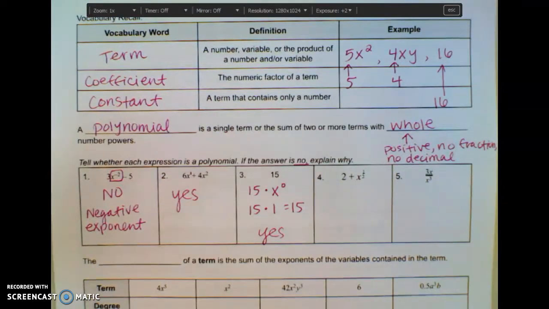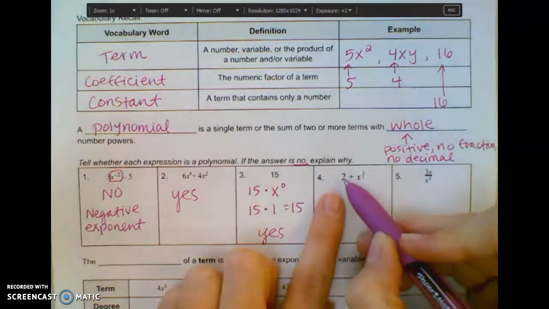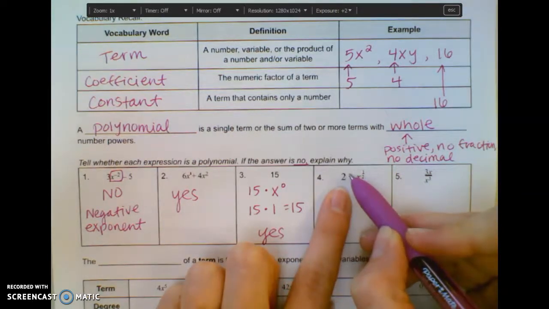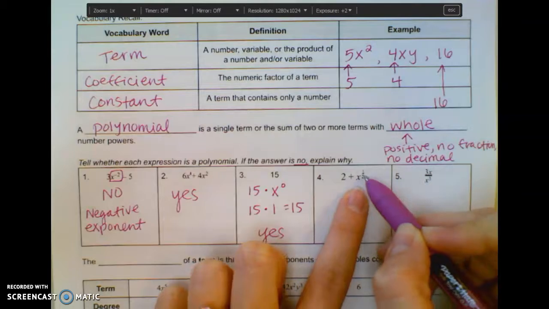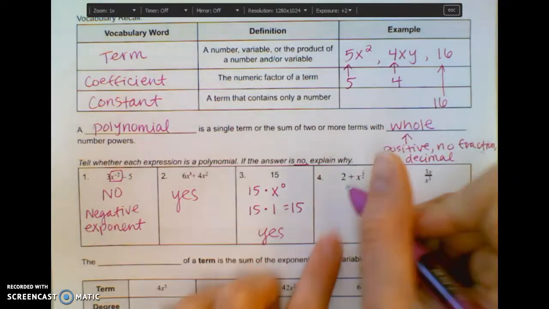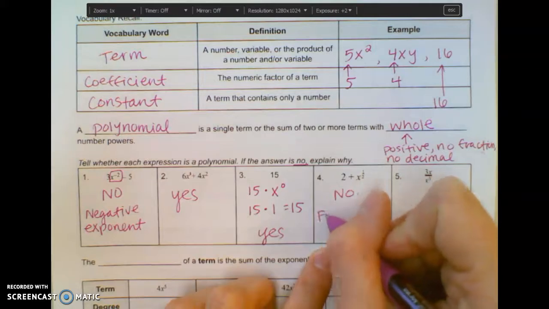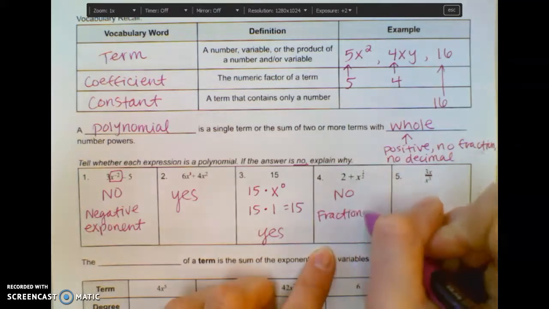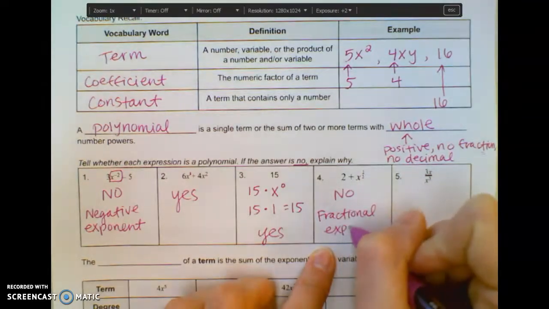Let's look at number 4. 2 plus x to the 1/2. Well, 2, we know that has x to the 0, and that's a whole number power. But x to the 1/2, is that whole? No, because remember, whole numbers can't be fractions. So the answer is no, because there is a fractional exponent.